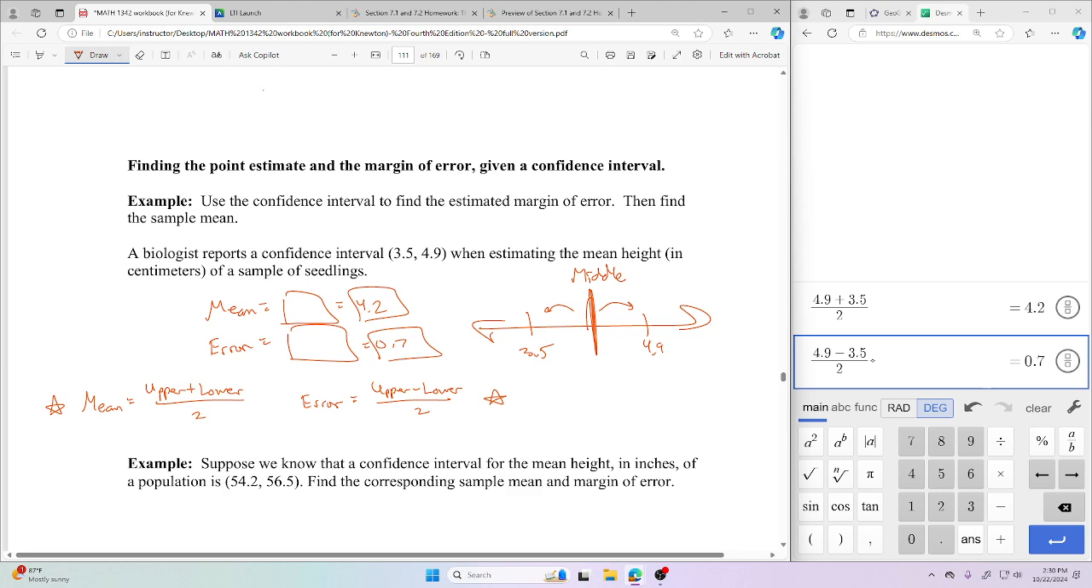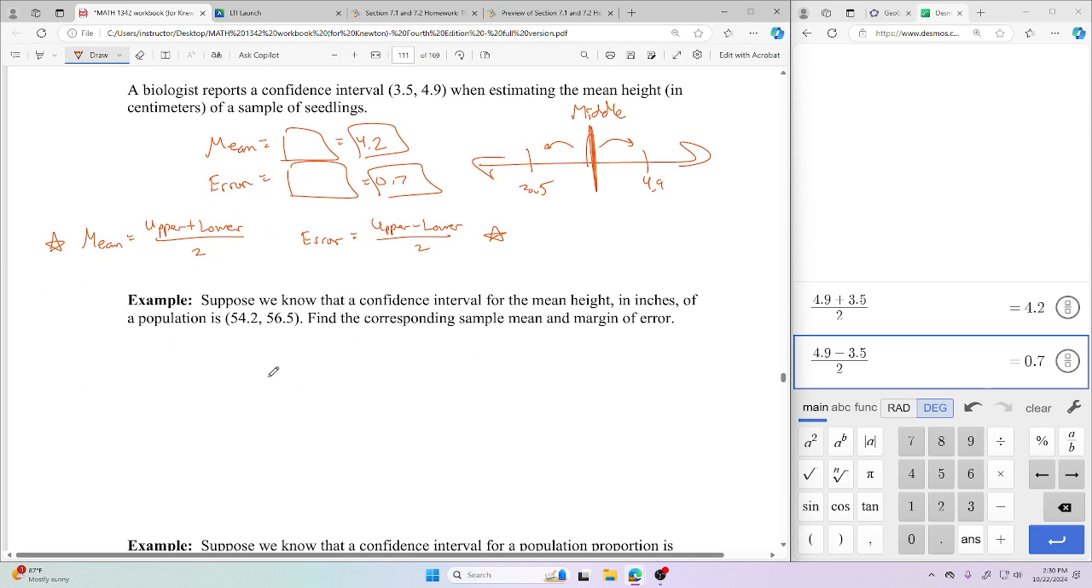Does that make sense? Look back and forth. Would the middle be about 4.2? Makes sense. If I were at 4.2 and I wanted to get to one of the ends, would 0.7 get me there? That's it. That's all we're doing. It's very simple formulas. Are you okay with this? Yeah, I mean, I hope so. I want it to be good.